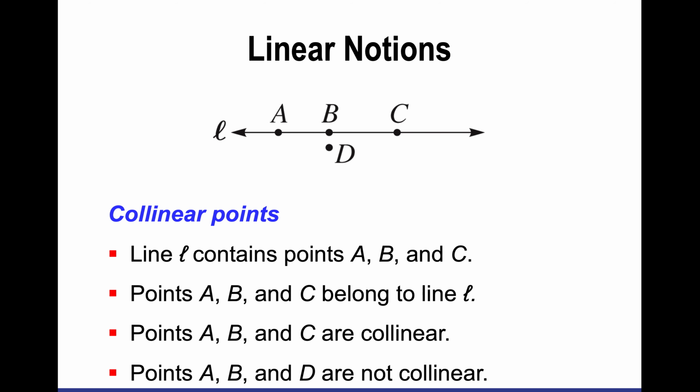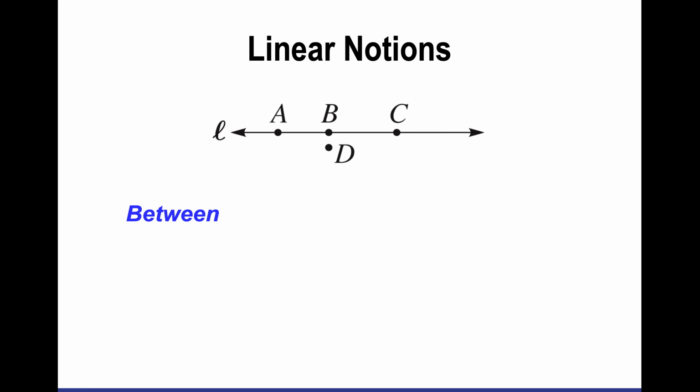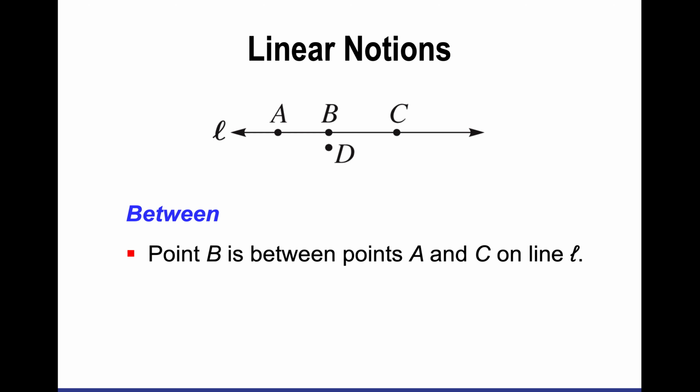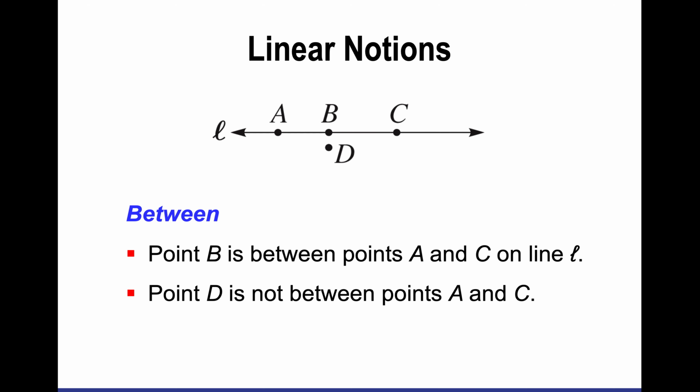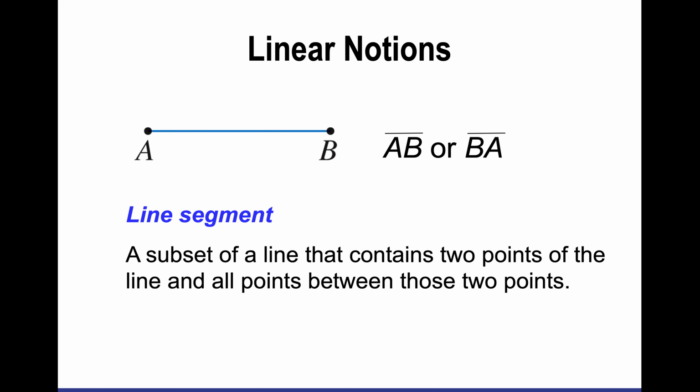And if I look at points A, B, and D, D is not on the line, so it's not going to be collinear. Linear notations can be used in a lot of different ways. Any 2 collinear points on a line can be used to name the line.